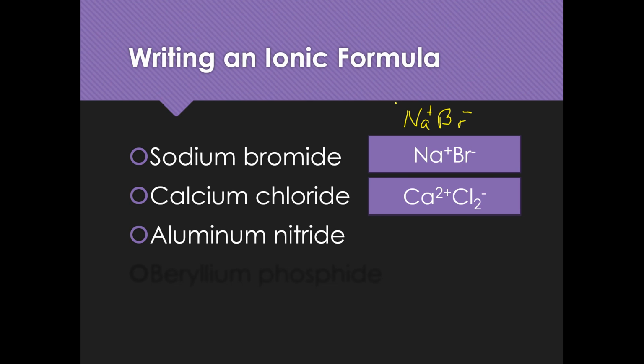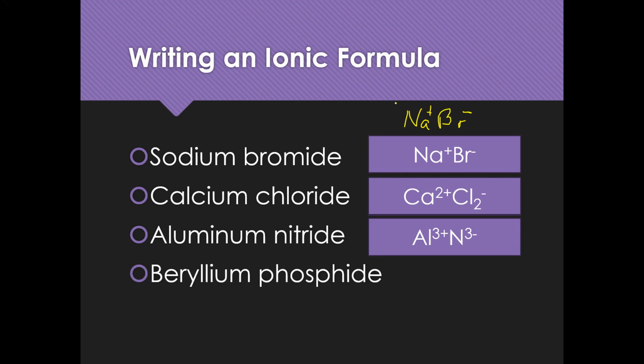Keep going. Aluminum nitride. Aluminum is Al. Nitride is N. Aluminum has a +3 charge. Nitrogen, or nitride, would have a -3 charge. We do have the same number of pluses and minuses, so we don't have to crisscross. And ta-da, they come together and make the correct formula for aluminum nitride.